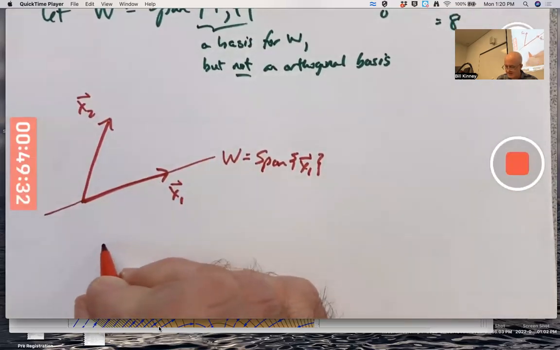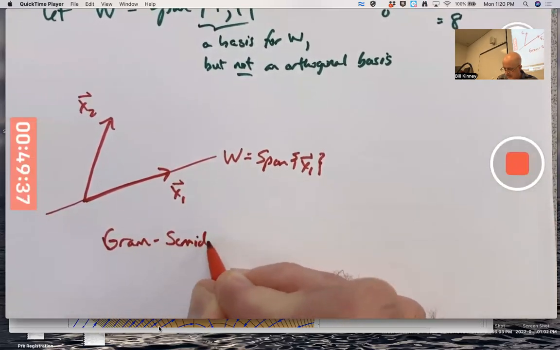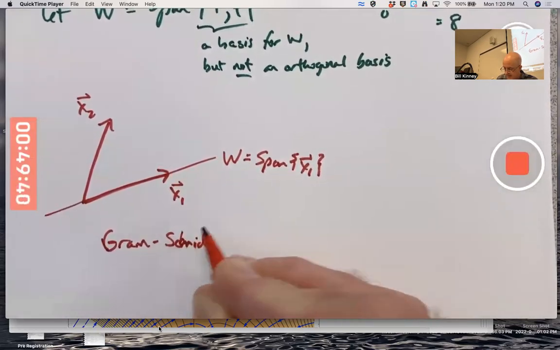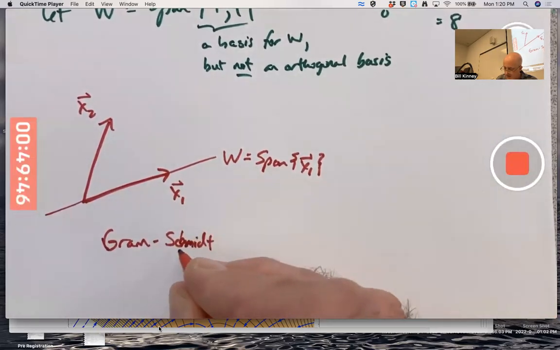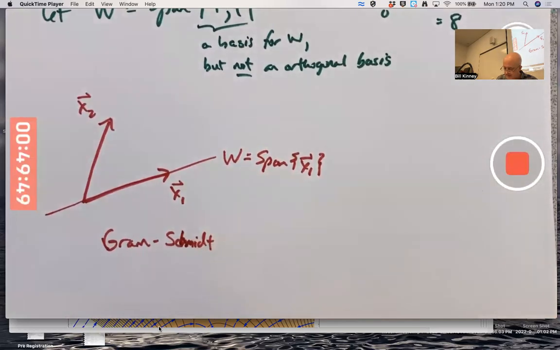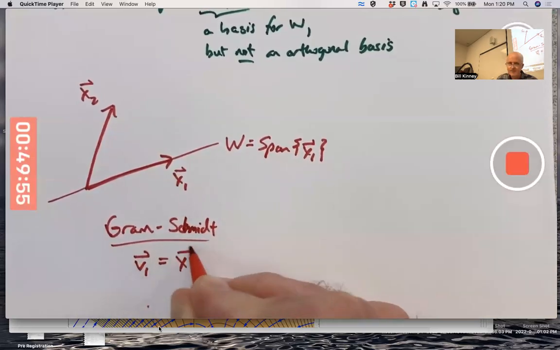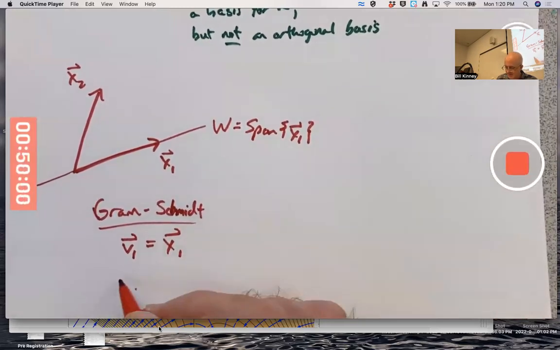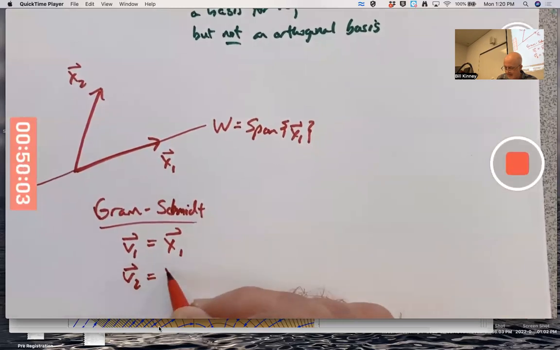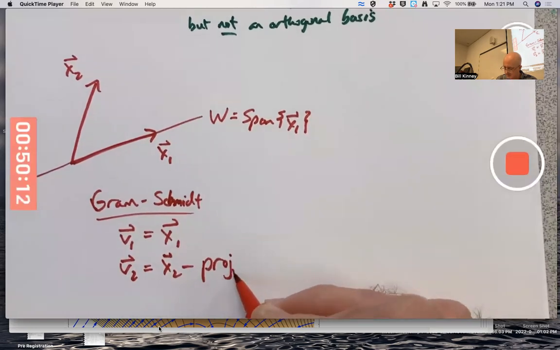How do you make an orthogonal basis? The Gram-Schmidt algorithm. Oops, I forgot an H. Schmidt. Gram-Schmidt algorithm. That's what that's supposed to say. It says, okay, let V1 be the same as X1. So effectively, X1 becomes the first vector in your orthogonal basis. And let V2 equal X2 minus the projection of X2 along W.